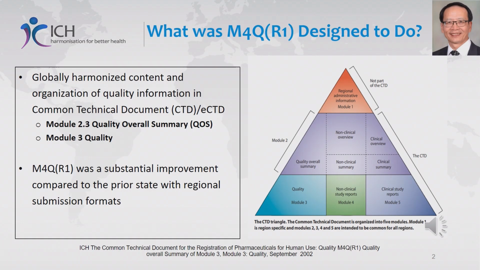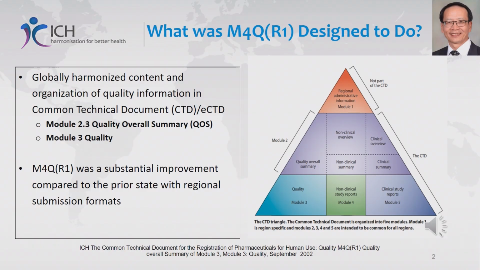Let's start by understanding where we came from. The original M4Q R1 guideline, published in September 2002, was revolutionary for its time. It established globally harmonized content and organization of quality information through the Common Technical Document format, specifically Module 2.3, Quality Overall Summary, and Module 3, Quality.